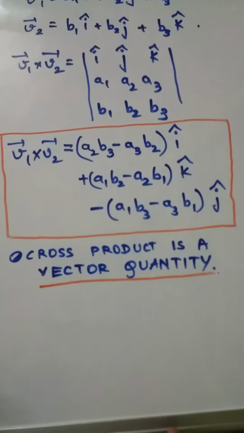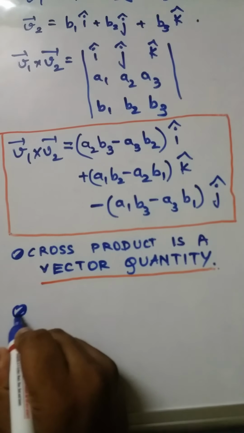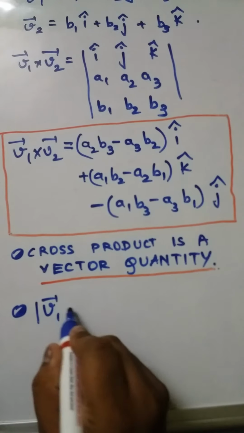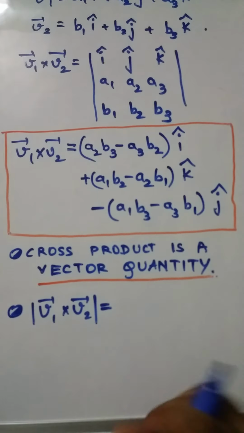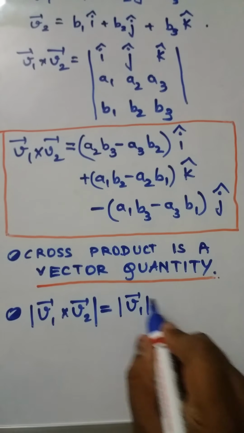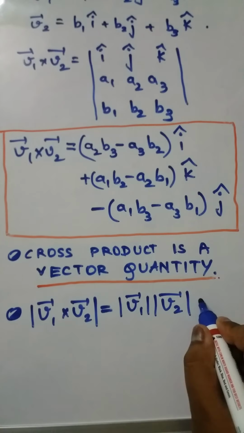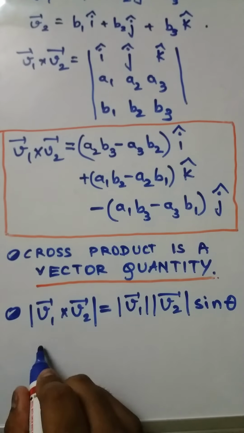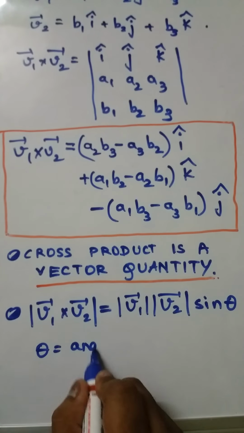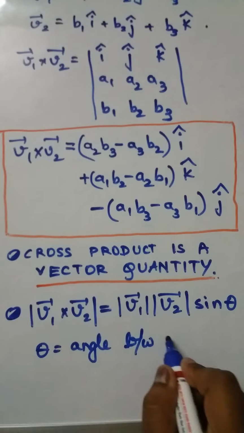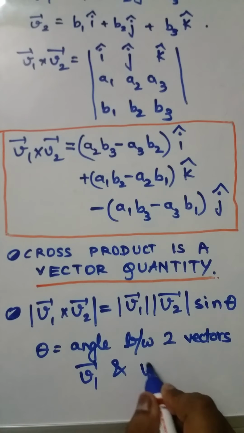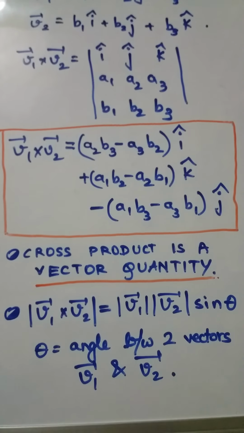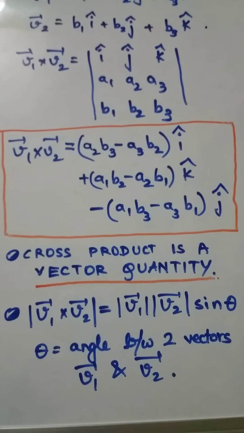Now one more thing that I have to tell you is that mod of v1 cross v2 is equal to mod v1 times mod v2 times sin theta, where theta is the angle between the two vectors v1 and v2. Okay, so these are the very basic definitions of vectors.